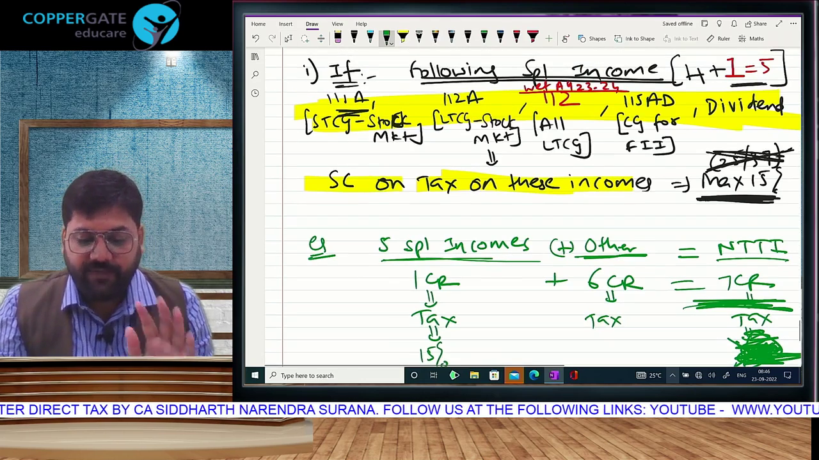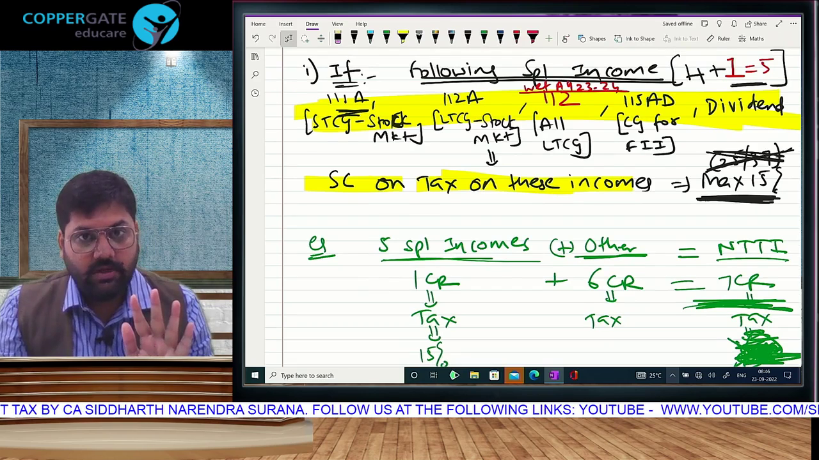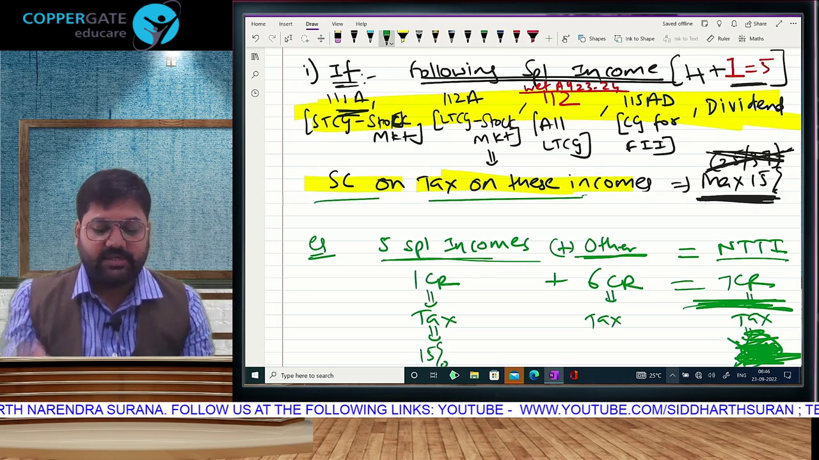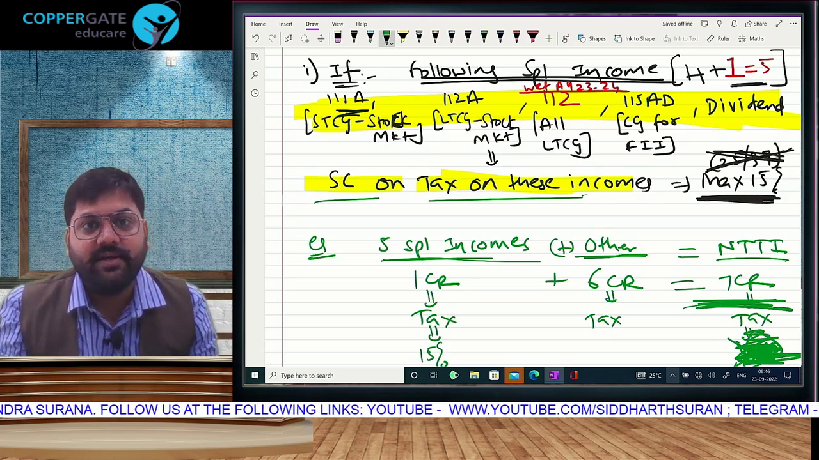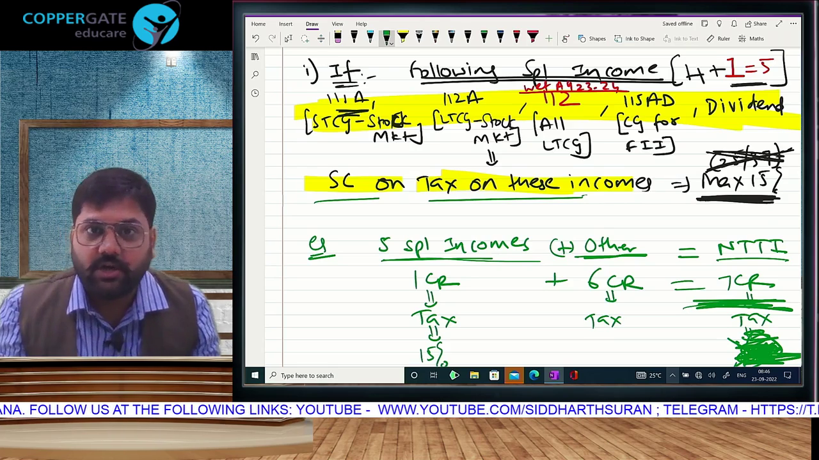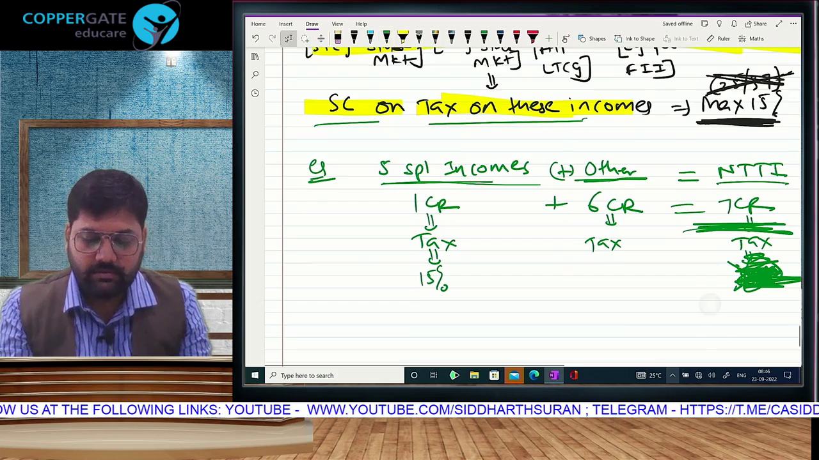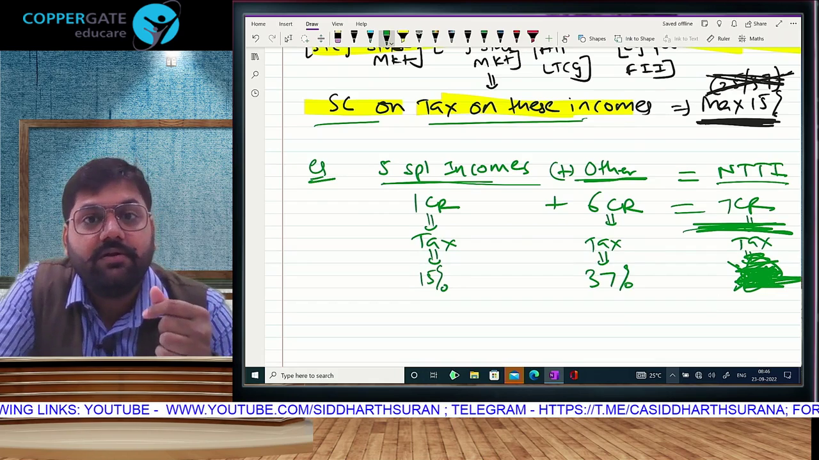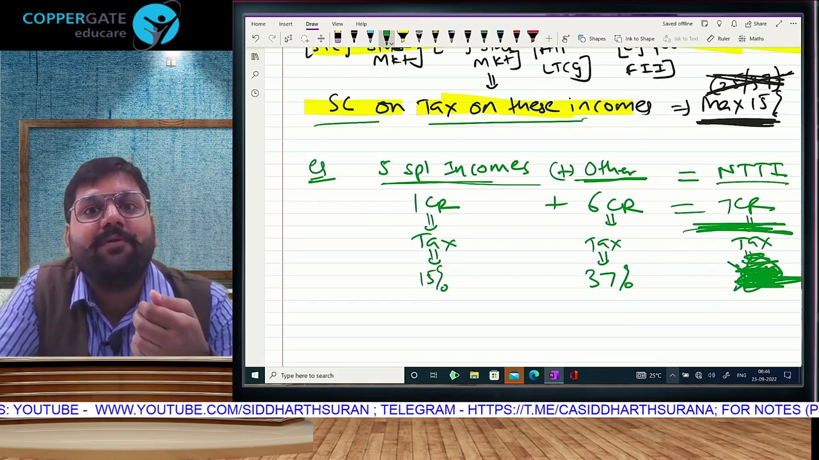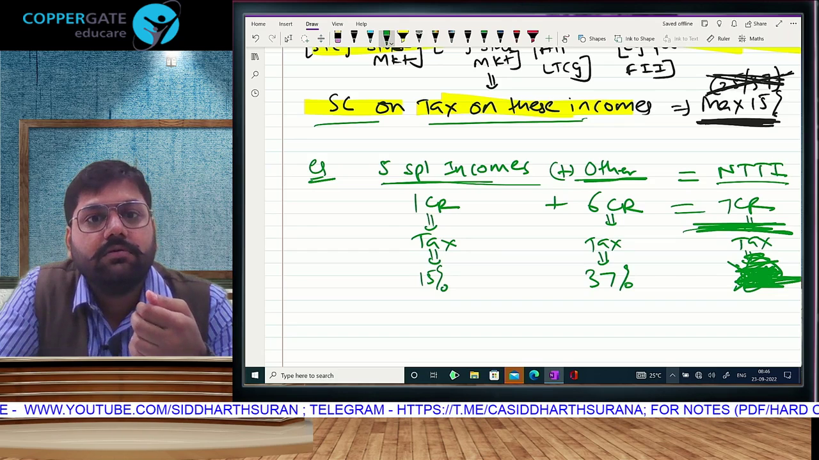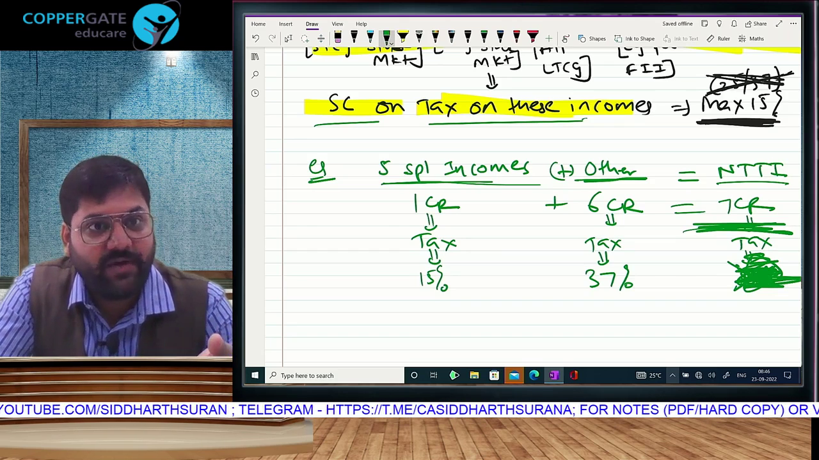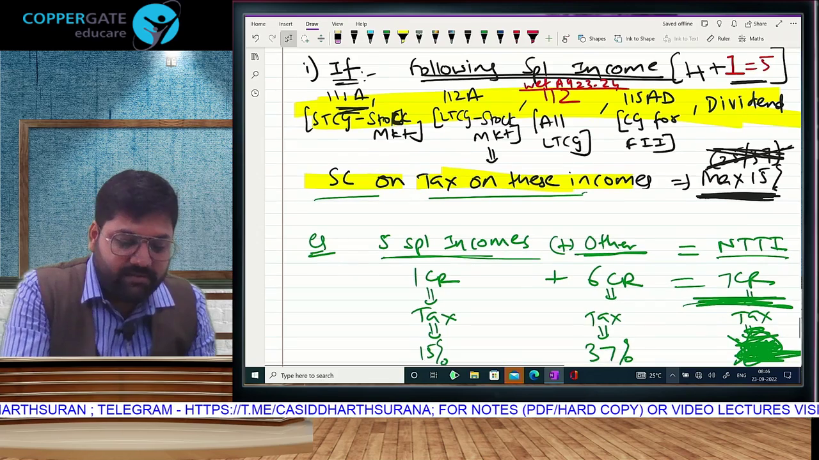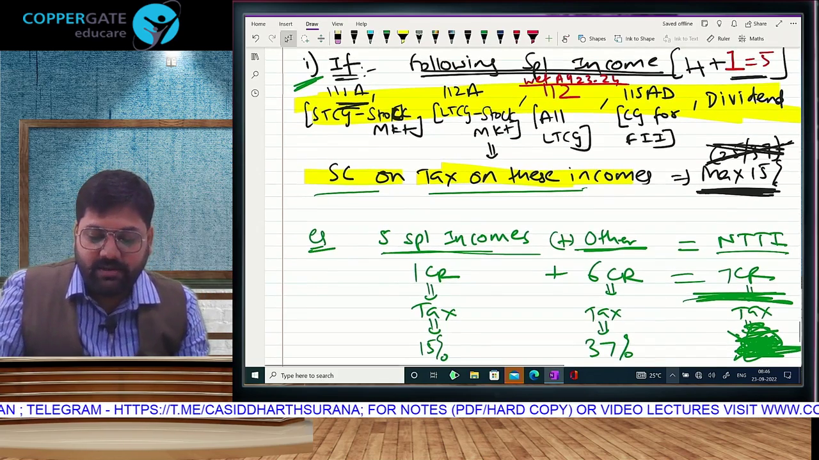If you have these 5 special incomes, on these incomes you calculate tax. On that tax the surcharge will be 15. And now what is your other income? 6 crore. On 6 crore also you will calculate tax. On this you can apply 37 if you want, because it is 6. Listen, if this was 4, I would have applied 25. This is 6, no? 6 is more than 5, no? So 37.